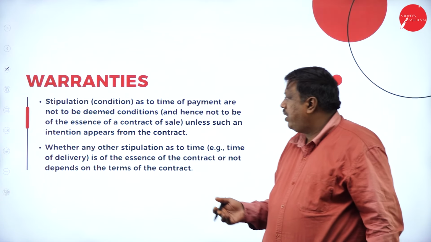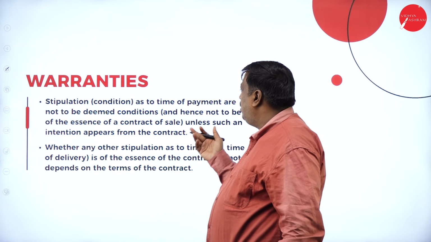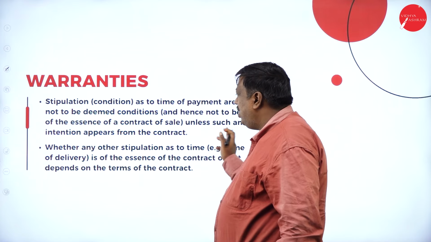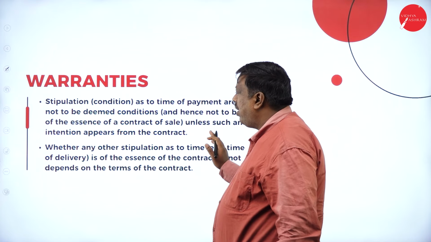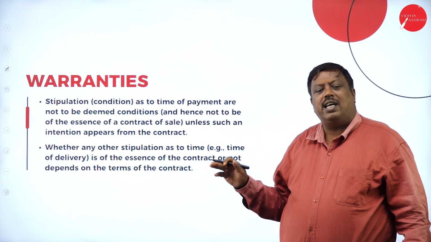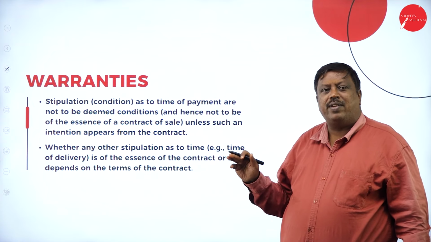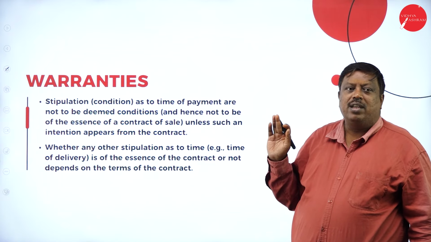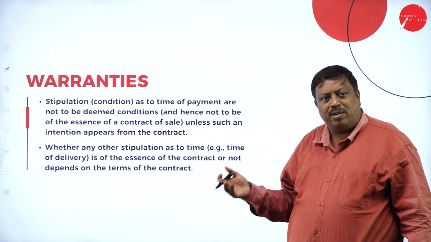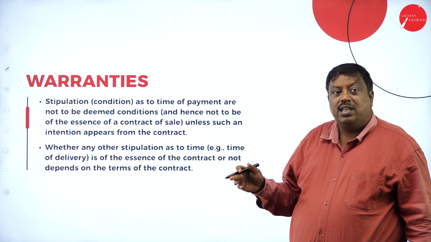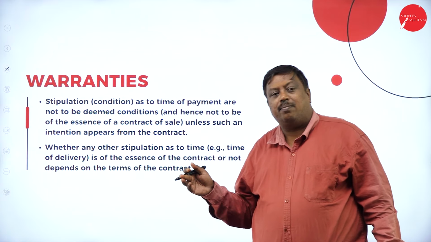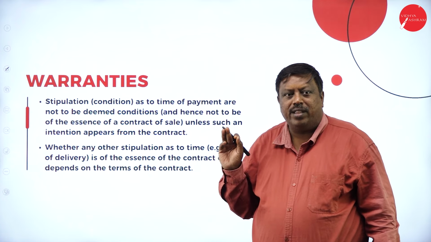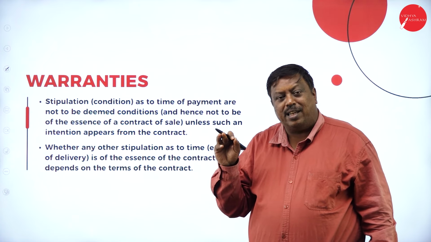Warranty stipulation: conditions as to time of payment are not to be deemed conditions unless such an intention appears from the contract. So here, the buyer and the seller are making a contract between them. At the time of delivery, the amount should be paid in full, and a cash discount and rent discount will be given. And in some cases, the buyer may say that after verifying everything, I'm going to make the payment at the time of delivery of goods.